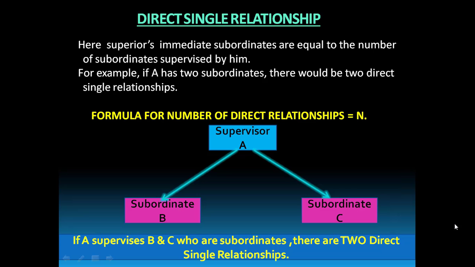cross relationship. Direct single relationship means the superior's immediate subordinates are equal to the number of subordinates supervised by him. In this example, there is a supervisor A and under him there are 2 subordinates B and C. So there are 2 direct single relationships, right? The relationship of supervisor A with B, and the second is the relationship of supervisor A with C. So if A supervises B and C, there are 2 direct single relationships.